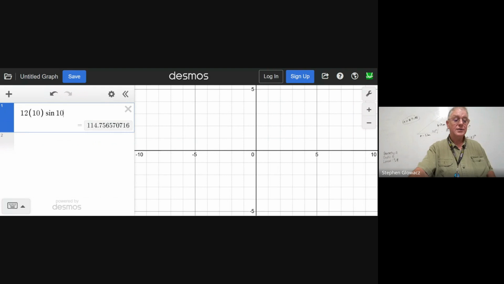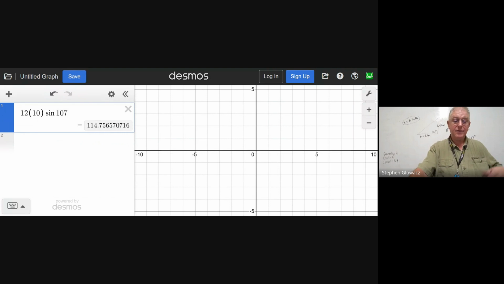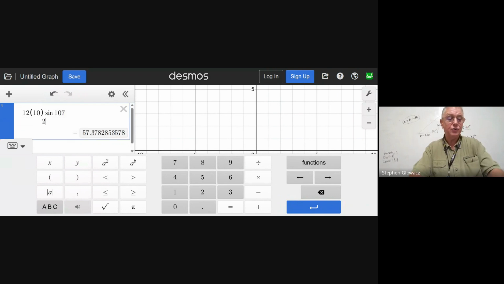So let's do that again. We did that a little bit fast. So again, 12 times 10 times the sine of 107, and then divide by 2. For divide, you can either hit the slash key or just bring up the keyboard and press divide. So divided by 2, and we see our answer there. And they're telling us to round to 1 decimal place.